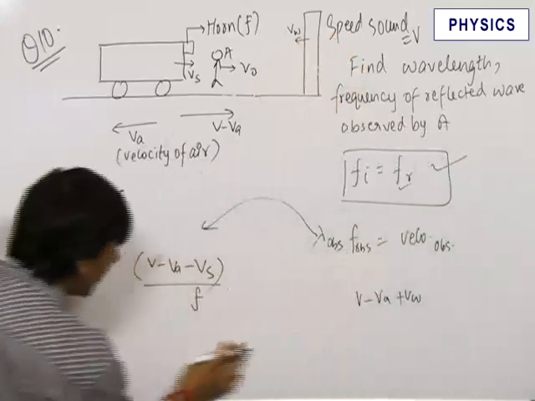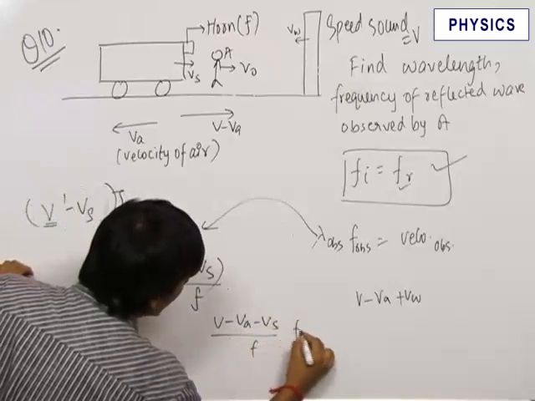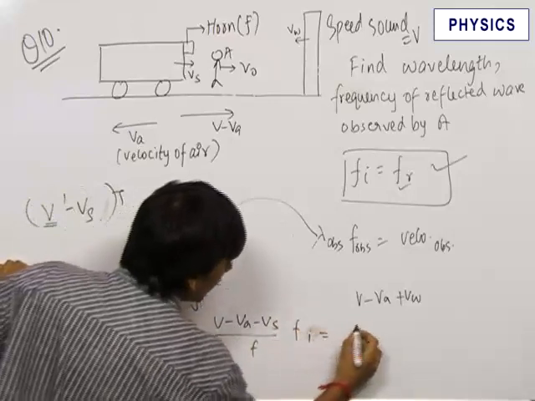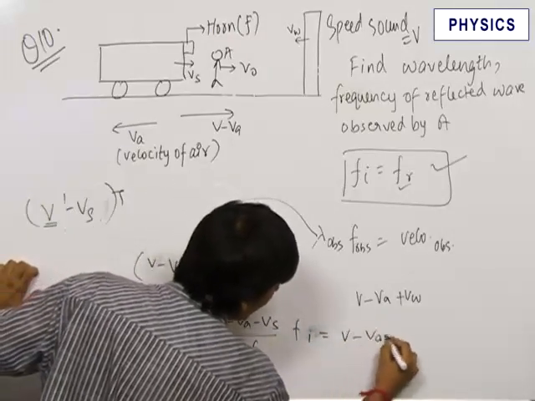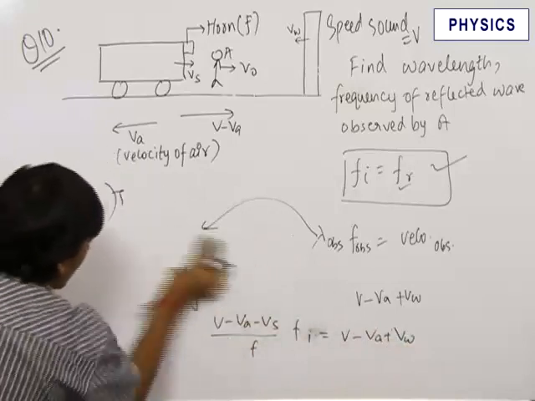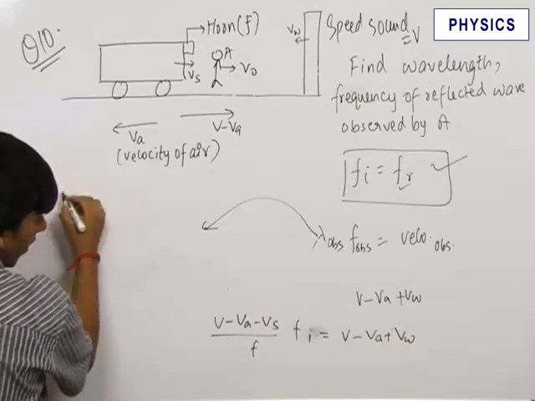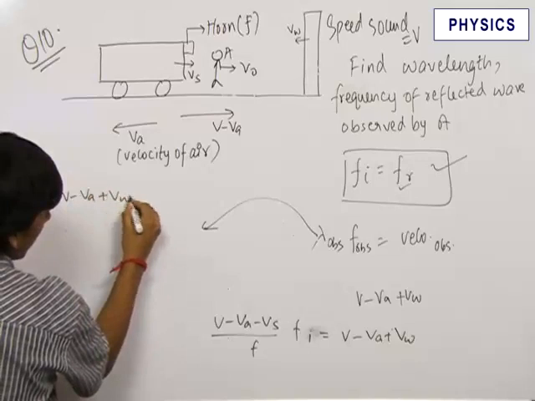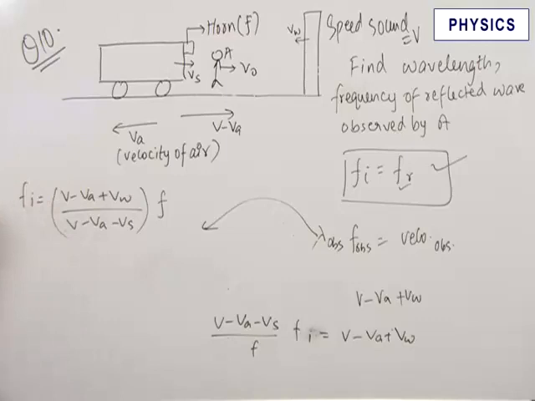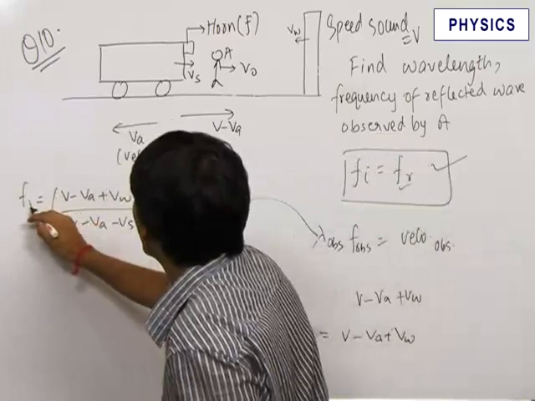Therefore on substituting the values over here, we get v minus va minus vs upon f into f observed, or rather f incident. This will be equal to velocity of sound with respect to observer, that is v minus va plus vw. Therefore we can write f incident is equal to v minus va plus vw upon v minus va minus vs into f. Now we know the frequency reflected by the wall, that is equal to fr.